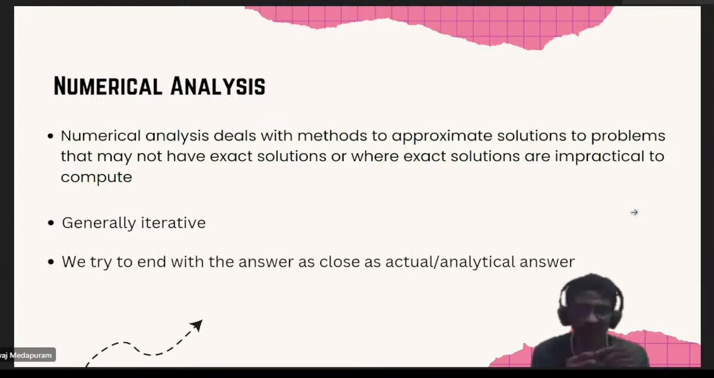We try to end with the answer that is as close as possible, and for that to be possible, we devise some algorithms or ways to do that. Since we have a design to solve the system and find the solution which is close enough to the actual solution, we can always account for the possible errors, and we can always change the design to ensure that we minimize those errors and make the answer close to the actual or analytical answer.